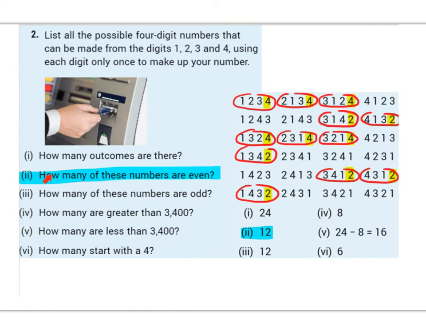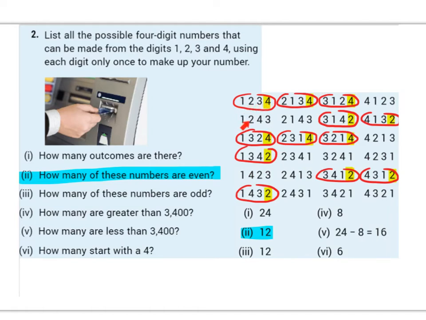Question 2, how many of these numbers are even? So in order for a number to be even, it doesn't matter how many digits it has. I know all of these numbers we've listed are 4-digit numbers, so long as the last digit, the digit on the very right-hand side, is an even number. So the first number that's listed there, 1, 2, 3, 4. Well, 4 is the last digit. It's on the very right-hand side, and that's an even number.